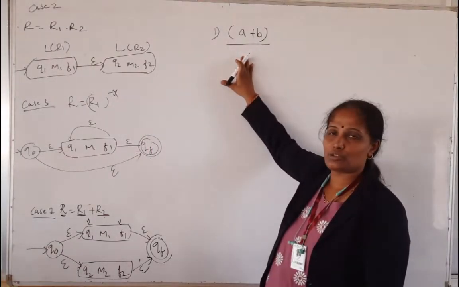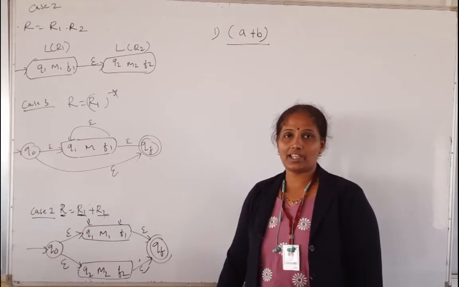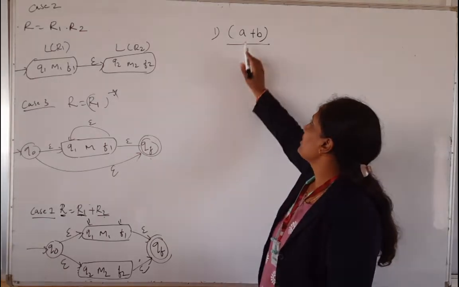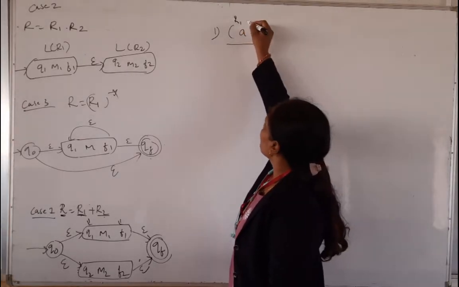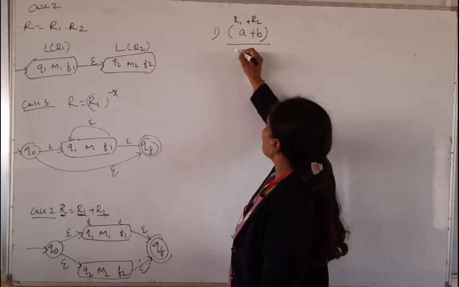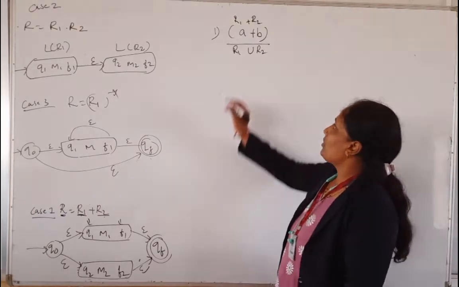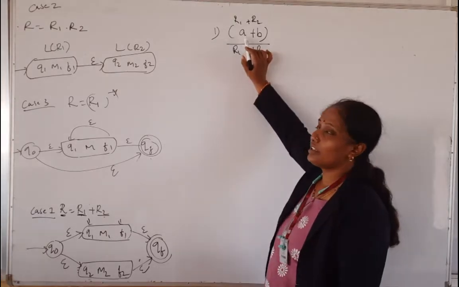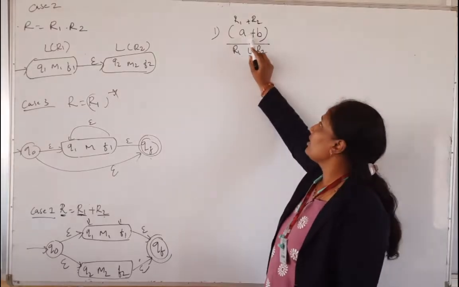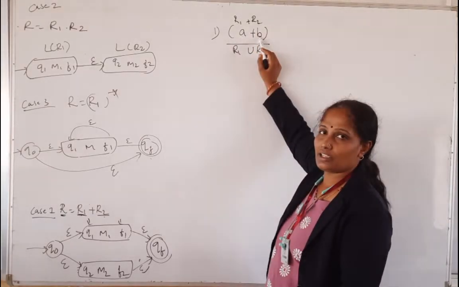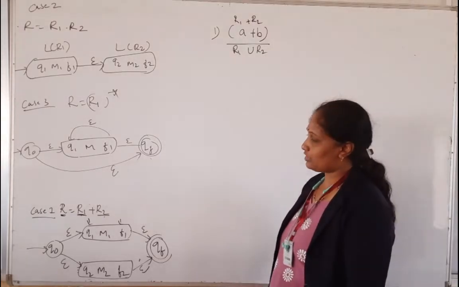Let's take an example of a regular expression and see how to construct an FSM for it. The expression is A plus B. So this is nothing but R1 plus R2, or you can say R1 union R2. What is regular expression 1? It is represented by alphabet A, and regular expression 2 by alphabet B. So we are going to combine these two regular expressions.